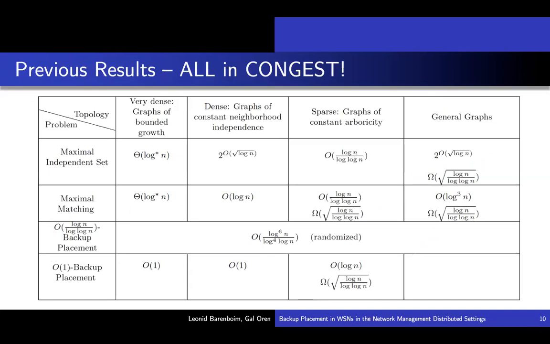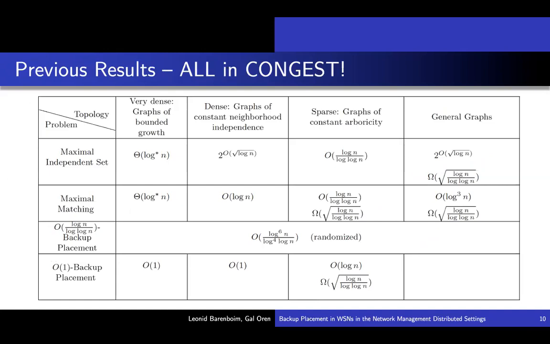Until recently, Halldórsson et al.'s algorithm remained the state-of-the-art for general graphs, as well as for specific graph topologies. Very recently, this was improved by Langberg, Bernstein, and Sadi, who devised an algorithm with O(1) approximate backup placement for general graphs. Barenboim and Oren obtained significantly improved algorithms for specific graph topologies.